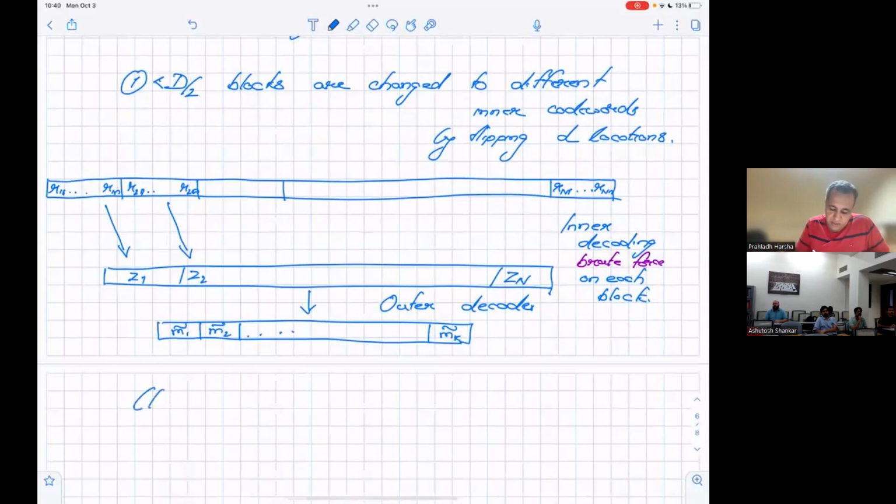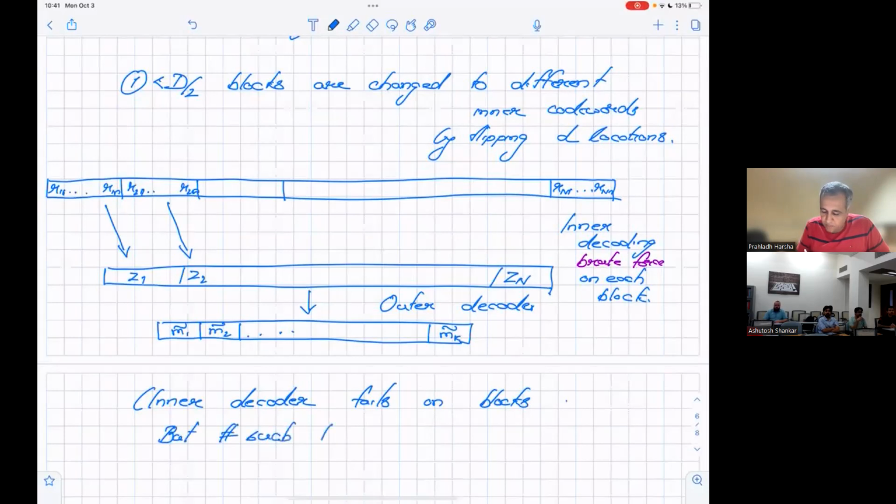So here, the inner decoder fails on these blocks, but the number of such blocks is less than d by 2, hence the outer decoder performs well.